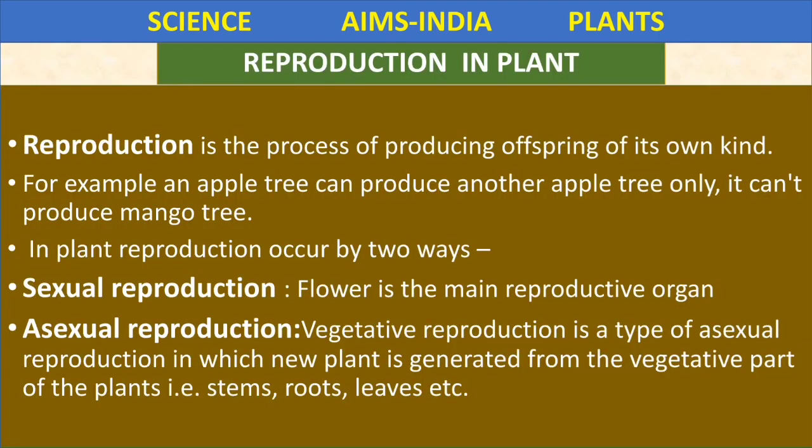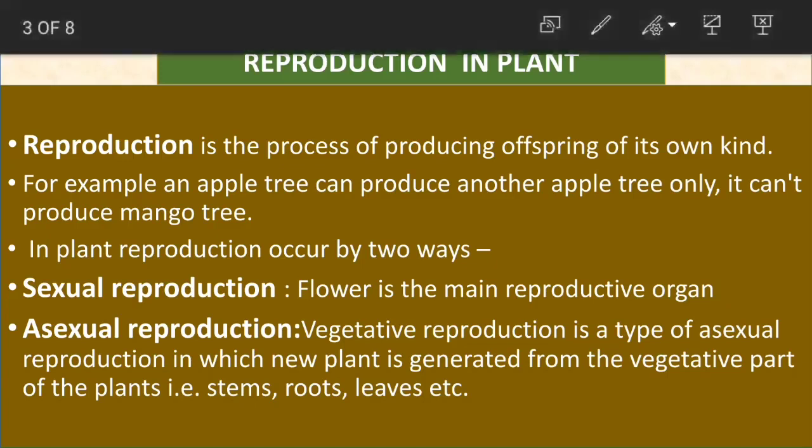And we also learnt about reproduction in plants. So reproduction, the plant takes in many ways, mainly of two types, that is sexual and asexual. And in sexual reproduction, the flower plays a very important role. The flower is the main reproductive organ because it has ovary and anther, and here the pollination takes place. So because of that, the flower is a sexual reproductive organ.